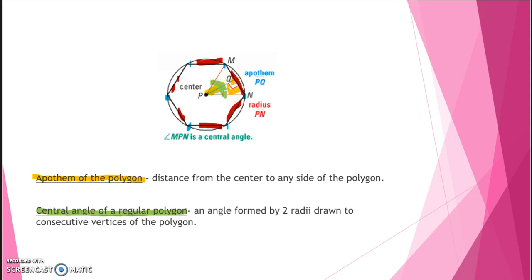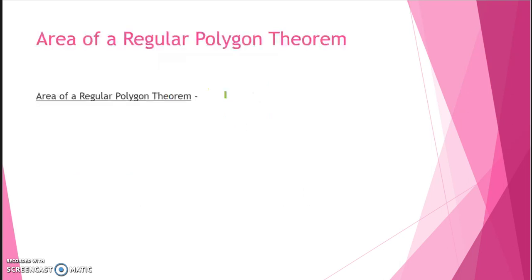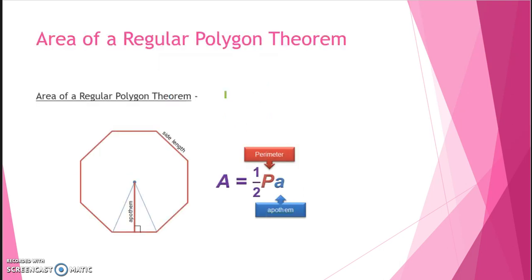The only thing that isn't related to the circle is the apothem, which is what we're going to use. So to find the area of a regular polygon, you have to use this theorem: 1/2 times perimeter times the apothem length. To find the perimeter of a polygon, you add all of your side lengths together. If it's a regular polygon, like this regular octagon, all of the sides are the same exact length. So you're normally only given one side length, and you realize they all have to be the same because it is a regular polygon.